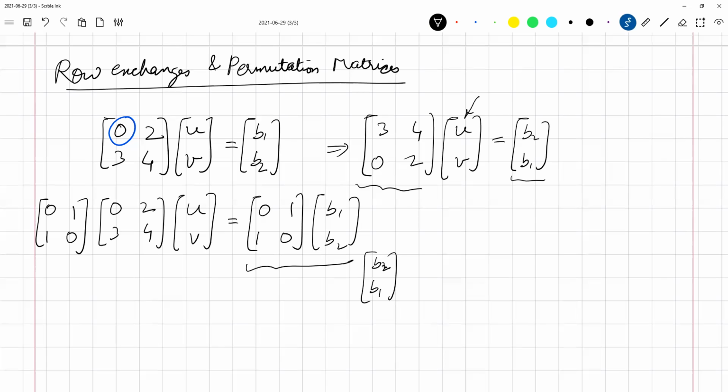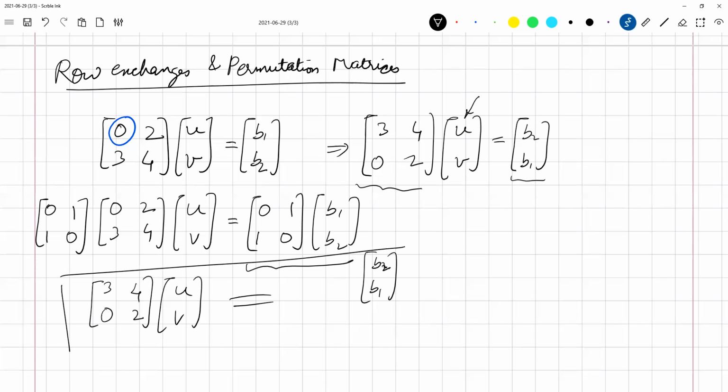Okay, let us look at the left hand side. First row, first column will give me what? 3. First row, second column, 4. Second row, first column, 0. Second row, second column, 2. Into UV is equal to this quantity.